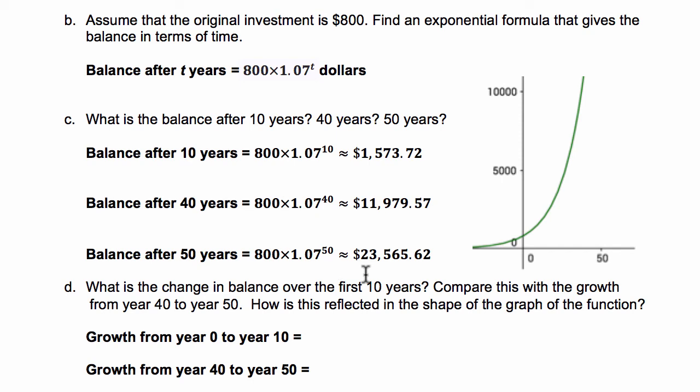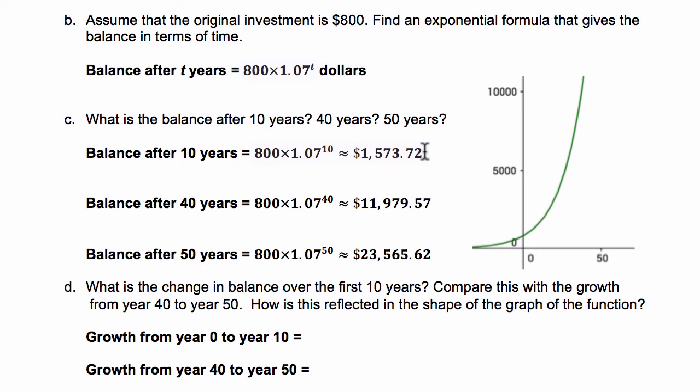$23,565.62. When you perform these calculations, be sure to use order of operations. 1.07 should be raised to the t power before multiplying by 800. Also, it is appropriate to round to the nearest penny since we are working with money.